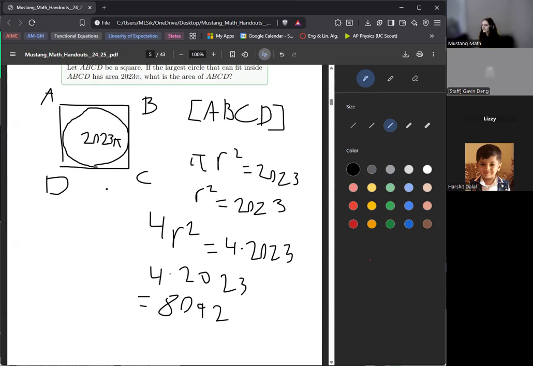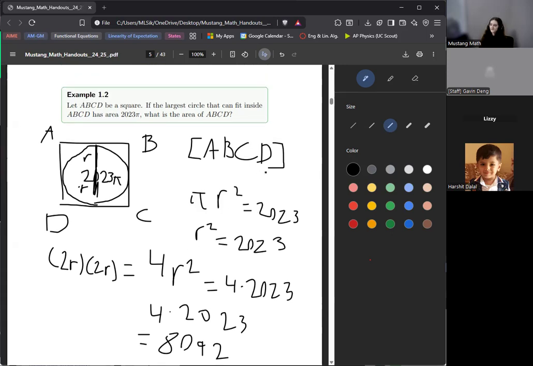And also for anyone confused about why we have 4r squared being the area of the square, it's because if r is this length over here, then 2r would be this length over here, and then you would end up multiplying 2r by 2r to get the area of the square, which is equal to 4r squared. Okay, awesome. So just really quick, does anyone have any questions about that one?